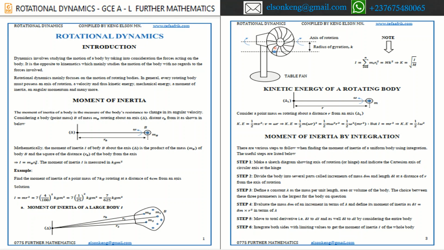So before we solve that Roman one problem, I'm going to give you some basic recalls that are going to help us solve that problem. Though I'm going to add some other things that are not going to help us here, they are going to help you in rotational dynamics in general. So let's begin with moment of inertia.